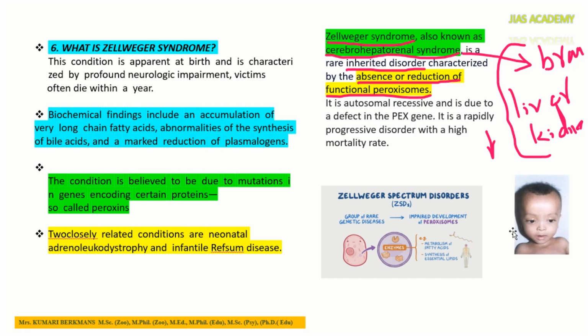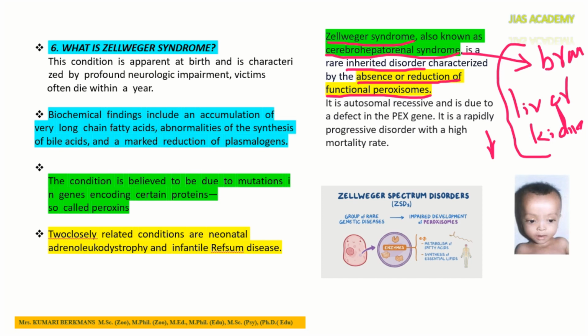So what is the syndrome called? Zellweger syndrome. It is also known as cerebrohepatorenal syndrome. This is mainly because of the absence or reduction of the functions of peroxisomes. Peroxisomes are cell organelles present in the cytoplasm of the cell. And coming to the biochemical findings, they include an accumulation of very long chain fatty acids. This is also another reason for Zellweger syndrome.